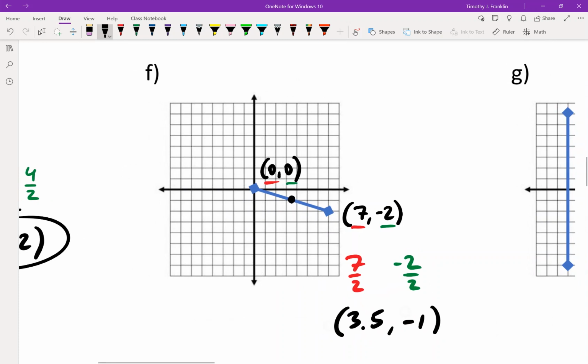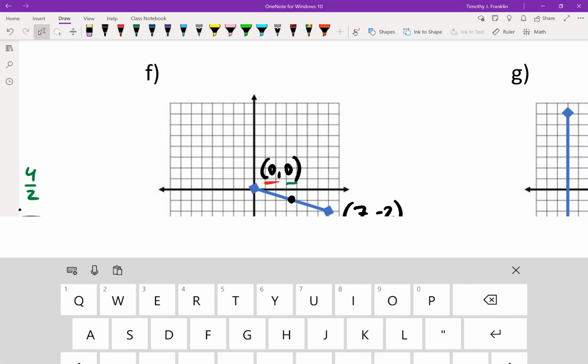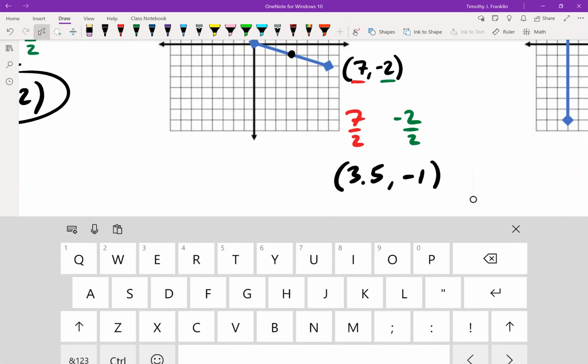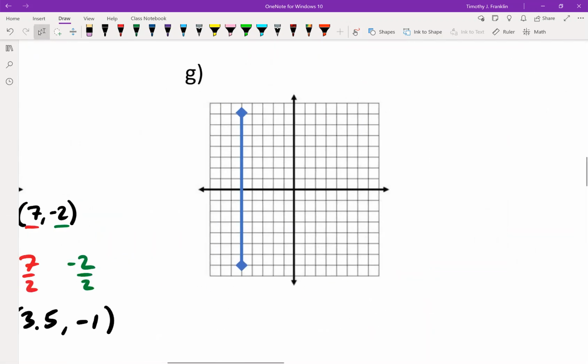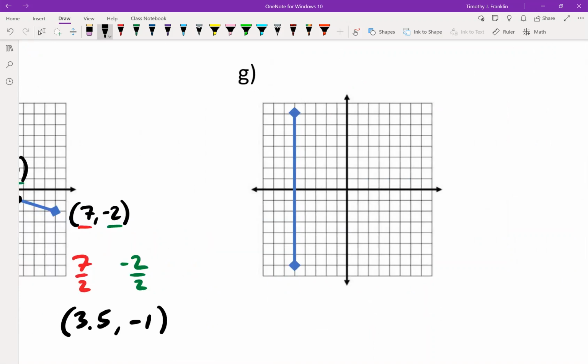Okay, last example here, example G. We have a vertical line, but that's okay. Let's do the same process. So this first endpoint, negative 5, 7. And our bottom point here is negative 5, negative 7.